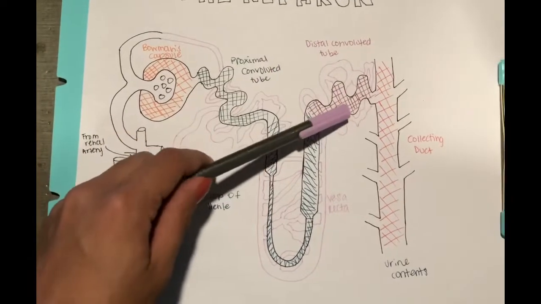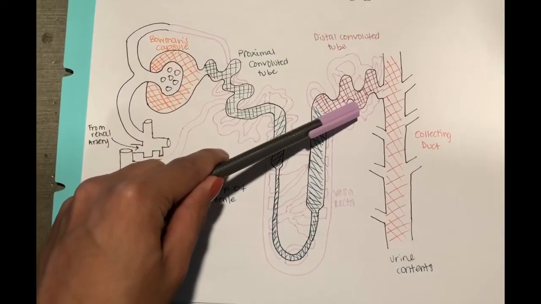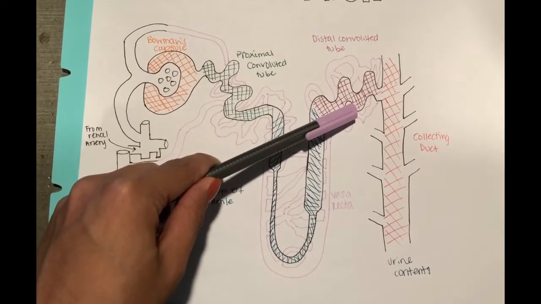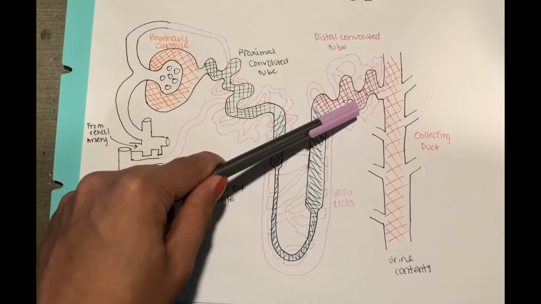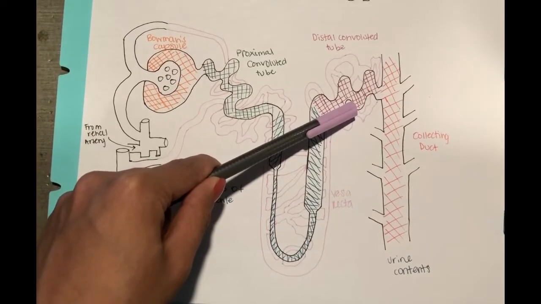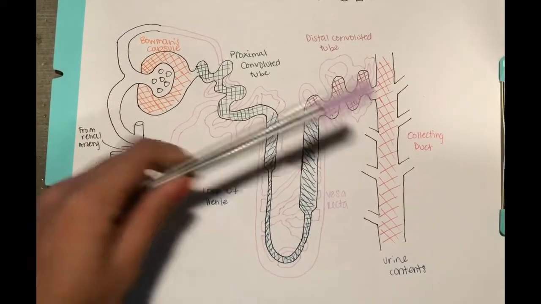Next, we have the distal convoluted tube. Here, secretions of ions, acids, drugs, toxins, this is where that occurs, the secretion. There's also variable reabsorption of water and sodium.